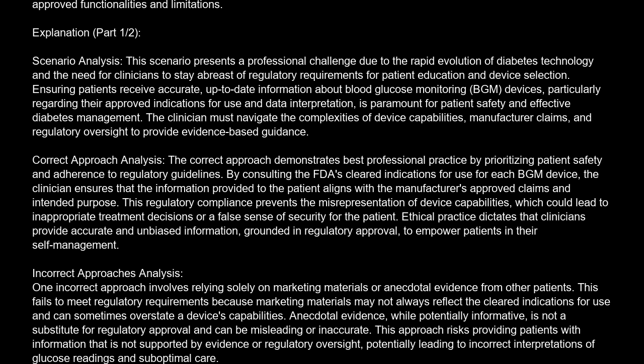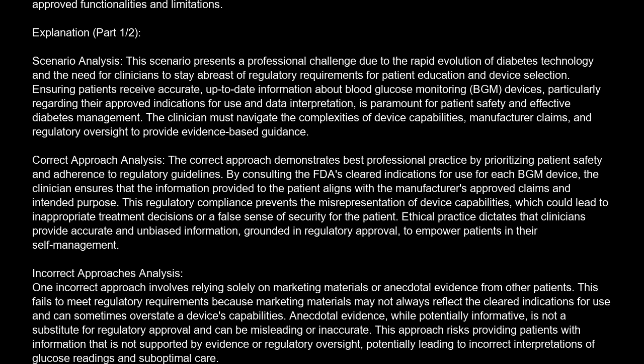Correct approach analysis. The correct approach demonstrates best professional practice by prioritizing patient safety and adherence to regulatory guidelines. By consulting the FDA's cleared indications for use for each BGM device, the clinician ensures that the information provided to the patient aligns with the manufacturer's approved claims and intended purpose. This regulatory compliance prevents the misrepresentation of device capabilities, which could lead to inappropriate treatment decisions or a false sense of security for the patient. Ethical practice dictates that clinicians provide accurate and unbiased information, grounded in regulatory approval, to empower patients in their self-management.